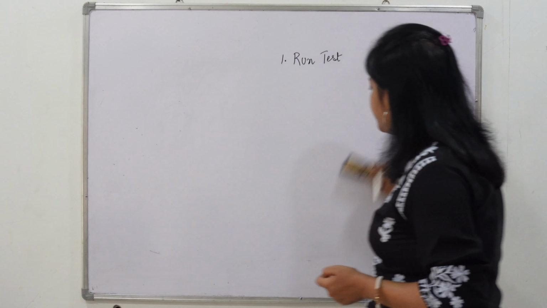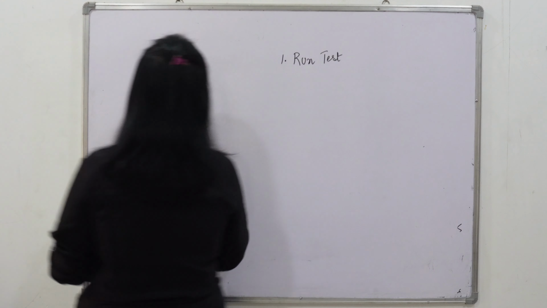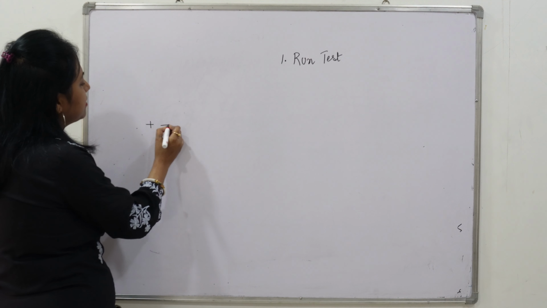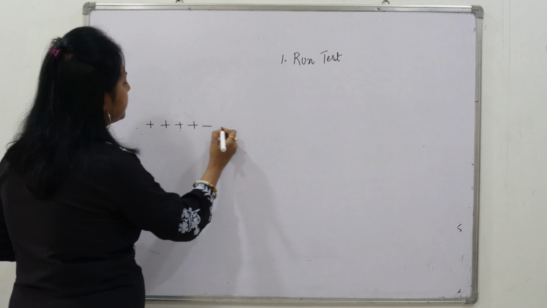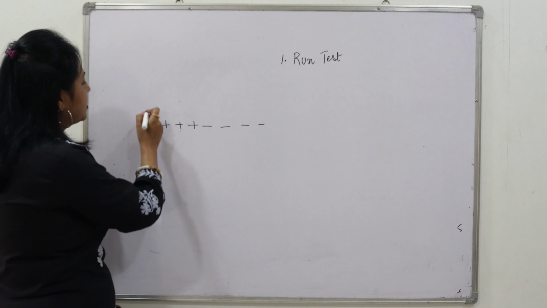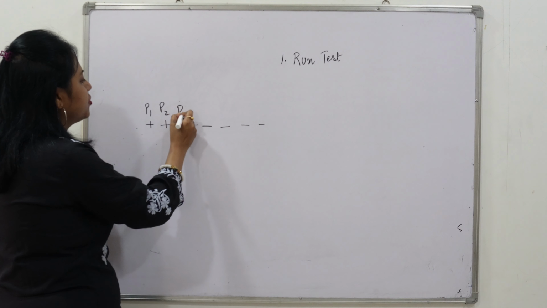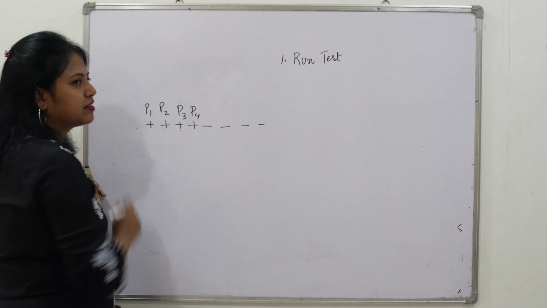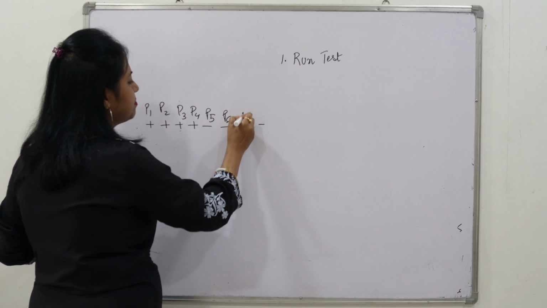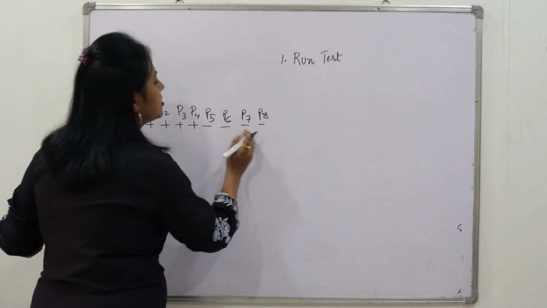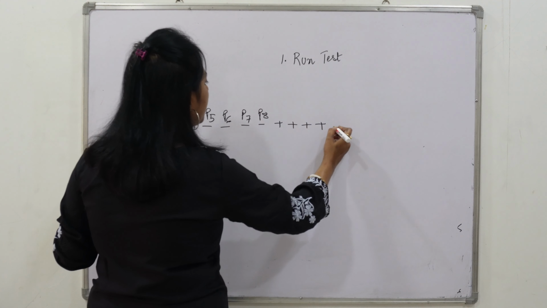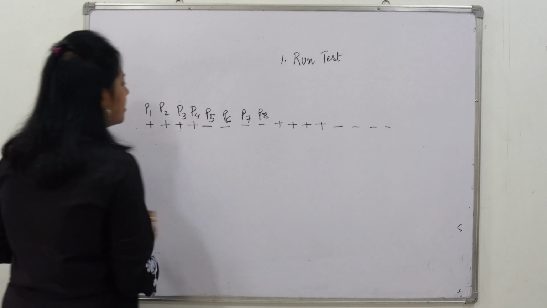Now let's understand what we do in a run test. Before that, I will show you something. For example, if I say this is plus, plus, plus, plus, minus, minus, minus, minus, suppose plus means the price has increased. Say this is period 1, period 2, period 3, period 4. For the first 4 periods, the price has increased, so that's why there is a plus sign. Then there are P5, P6, P7, P8, where the price has decreased. Then again we have P9, where the price has increased. Again we have some other periods where the price has fallen.